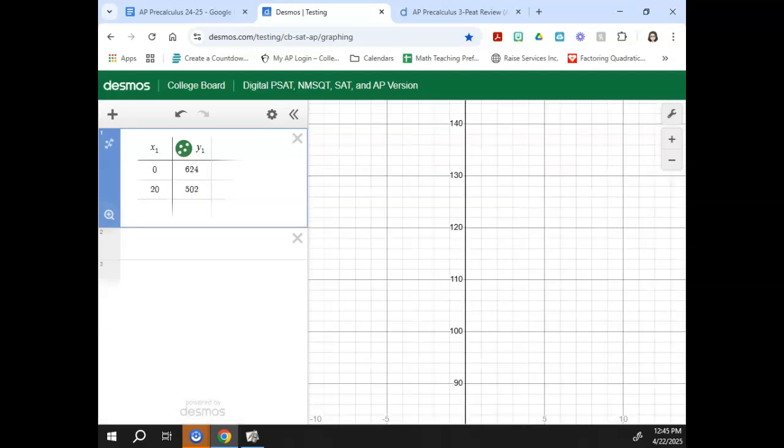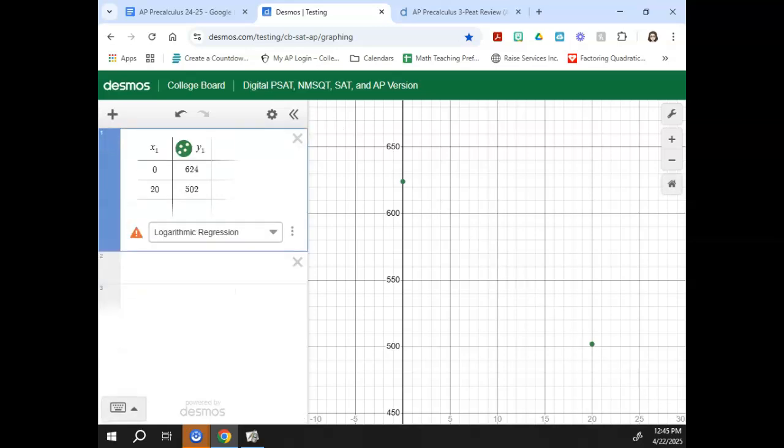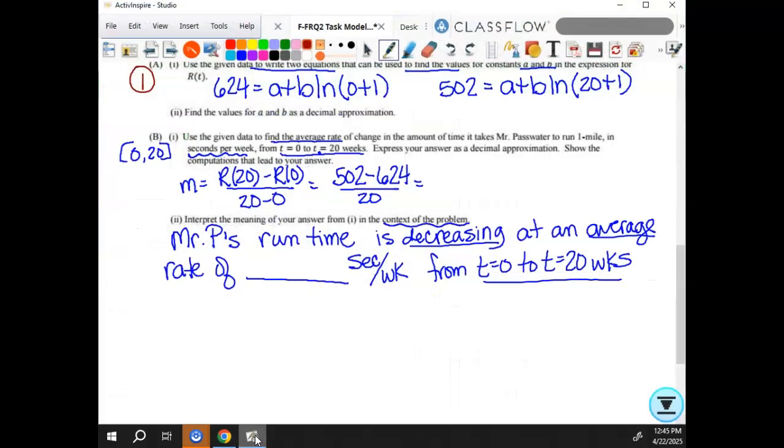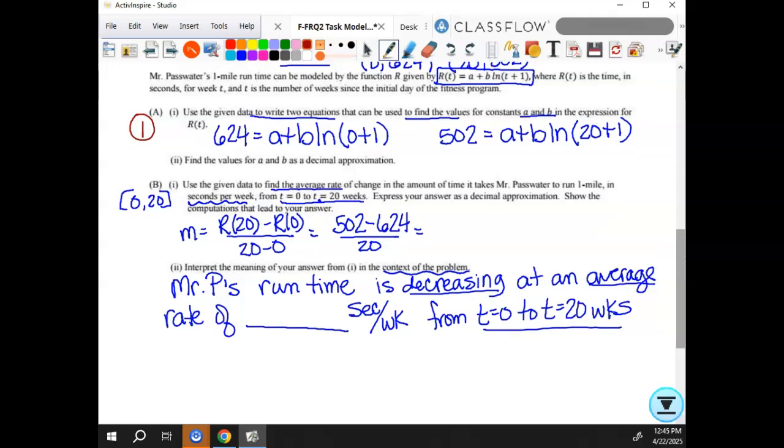All right. I zoom. I regress. I want logarithmic regression. This is what should happen, right? And this is happening because we have that 0. And I know this one's a little weird because we have this t plus 1 here. I think on the mock most of you seemed to understand you had to do something with it, but not all of us did the right thing with it.